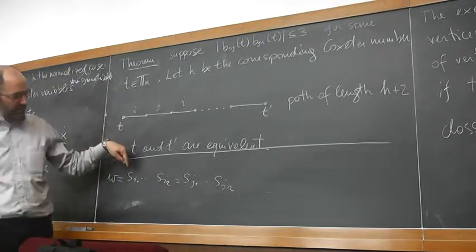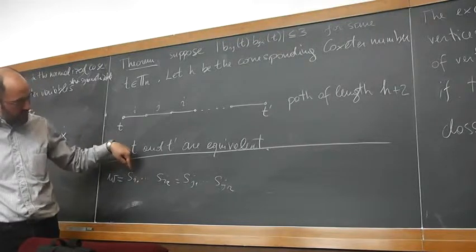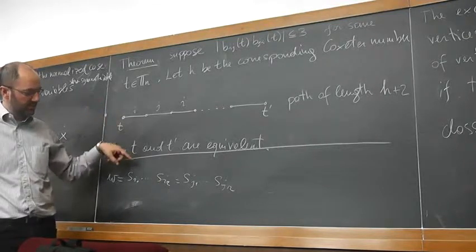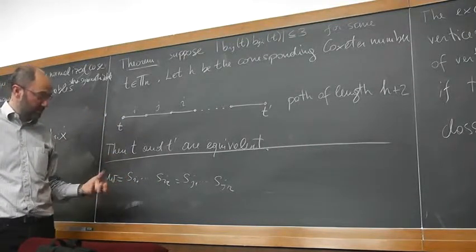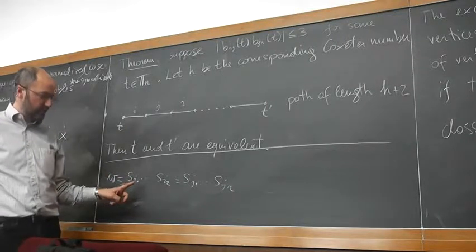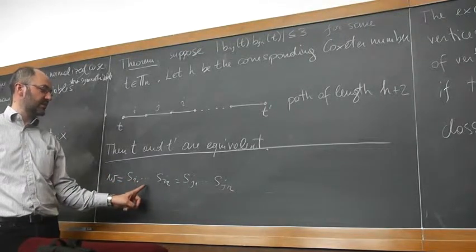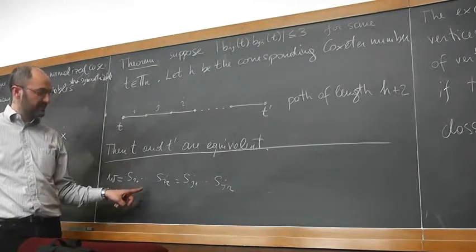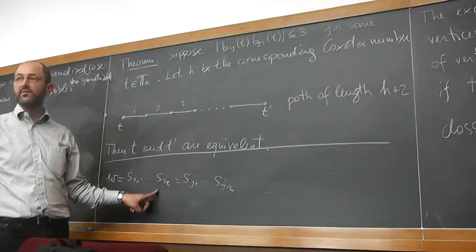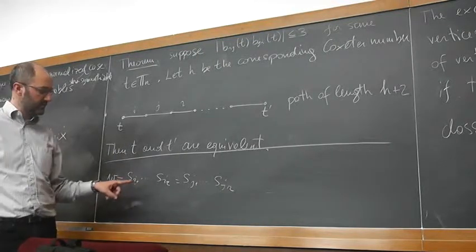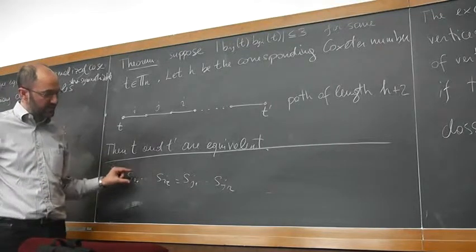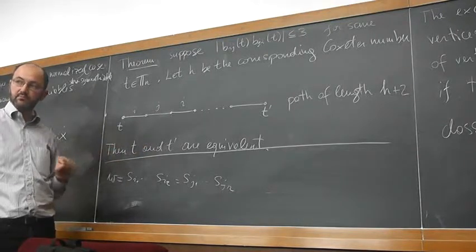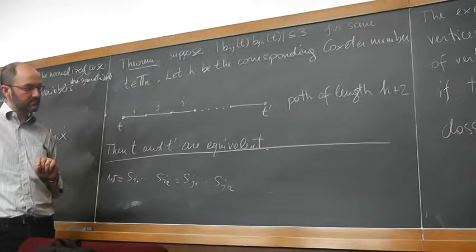So if you have a subword here of W, say in type A2, if you have a subword of the form s_i s_{i+1} s_i, then you can replace this by s_{i+1} s_i s_{i+1}. And we know that we can pass from a reduced expression to another just doing this elementary operation, this substitution of alternating subwords of arbitrary length.